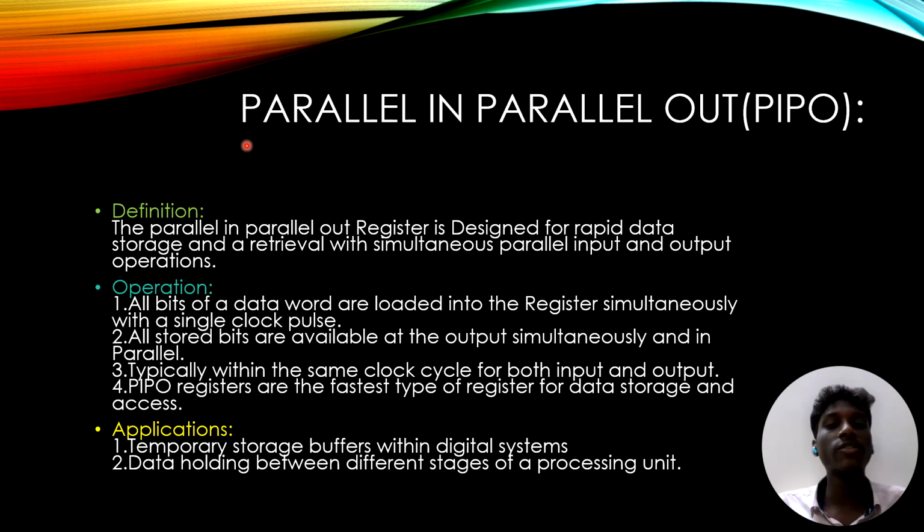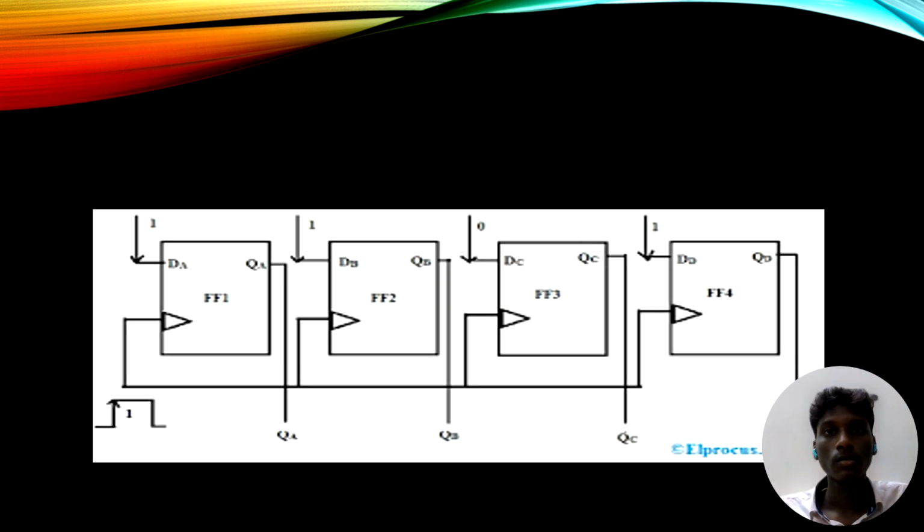Here is the basic definition of PIPO register. The parallel in parallel out register is designed for rapid data storage and retrieval with simultaneous parallel input and output operations. And here is the operation and the applications of this PIPO register. Now I will explain the working of a 4-bit parallel in parallel out register as shown in the circuit diagram.